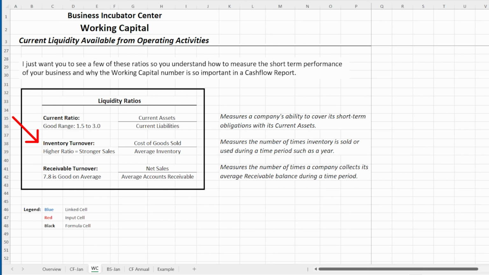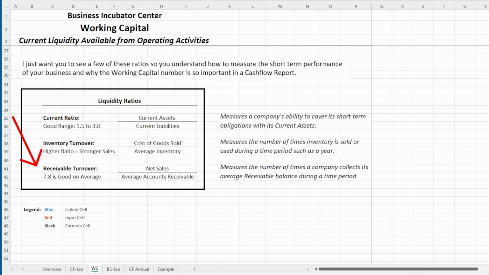The inventory turnover rate measures the number of times inventory is sold or used during a time period such as a year. A higher ratio equals stronger sales. That means you're buying and selling your inventory faster.